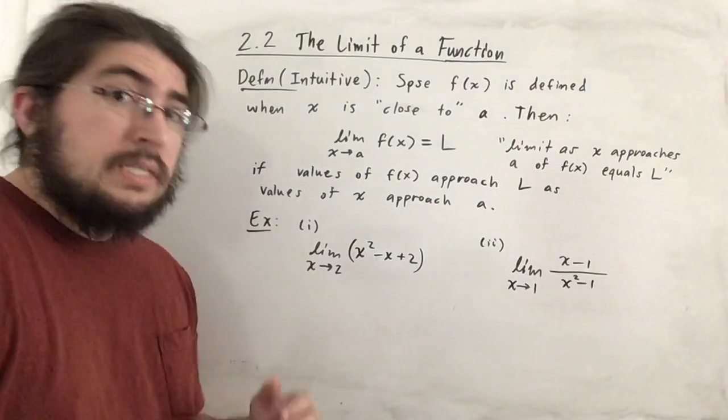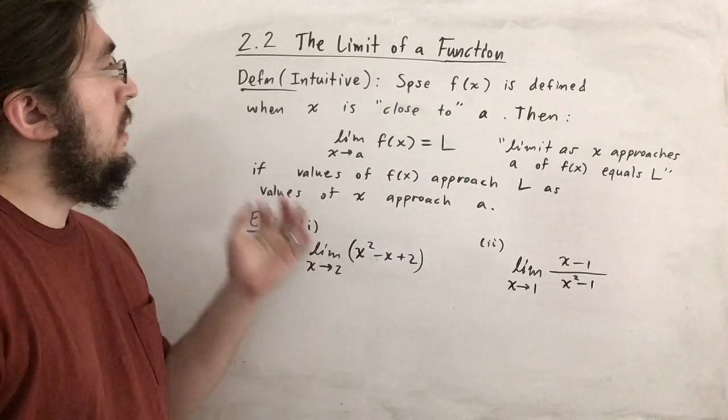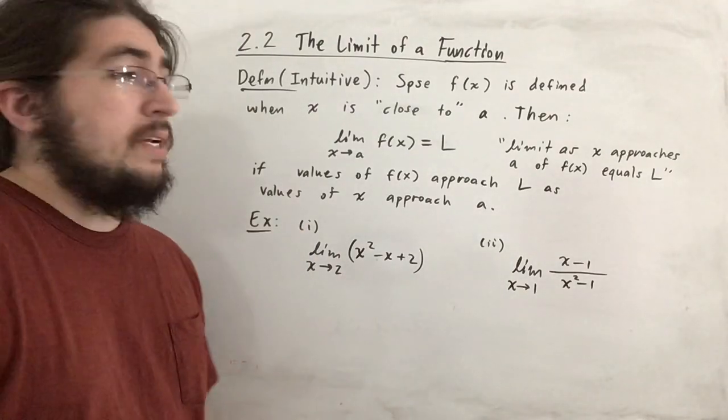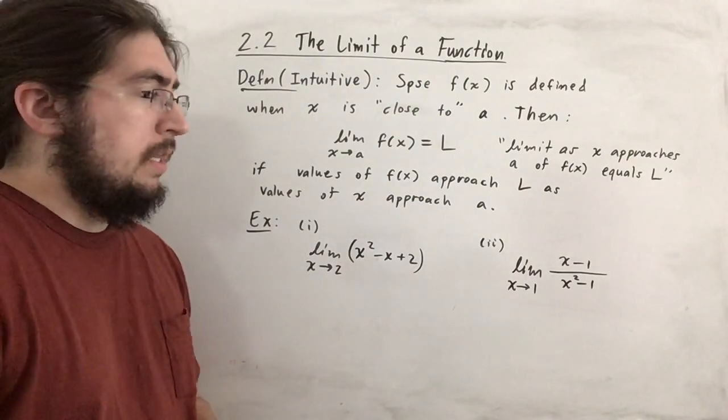Hello everyone, here we'll be discussing 2.2, which is a section on limits of a function. So here I give this definition. This is what is called an intuitive definition. It's not a precise definition of limit, which we'll actually discuss in a later chapter.